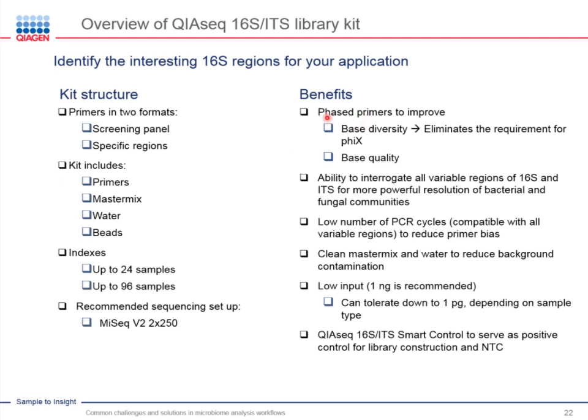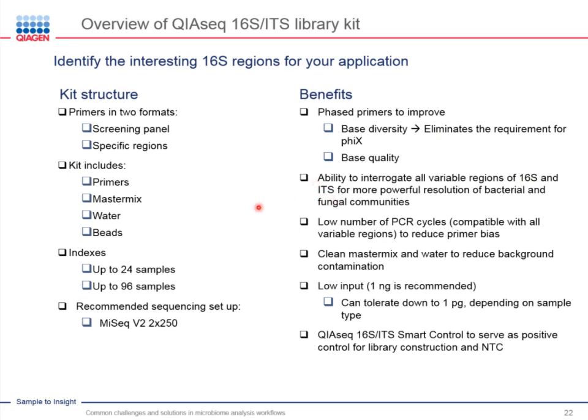We have a phased primer system. This means that there are additional bases in the primers, and by this you are shifting the position of the 16S genes between 1 and, I guess, 9 or 10 nucleotides. This has the benefit that it massively increases the heterogeneity in your libraries and improves your cluster calling on the MiSeq. The beauty is that you can eliminate PhiX. This decreases the sequencing cost a lot, and the base quality is really improved by this.